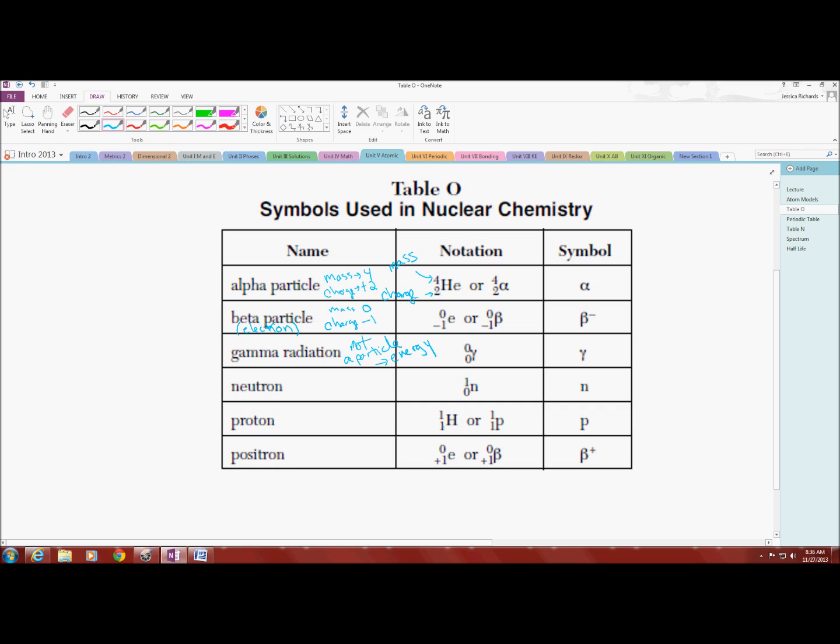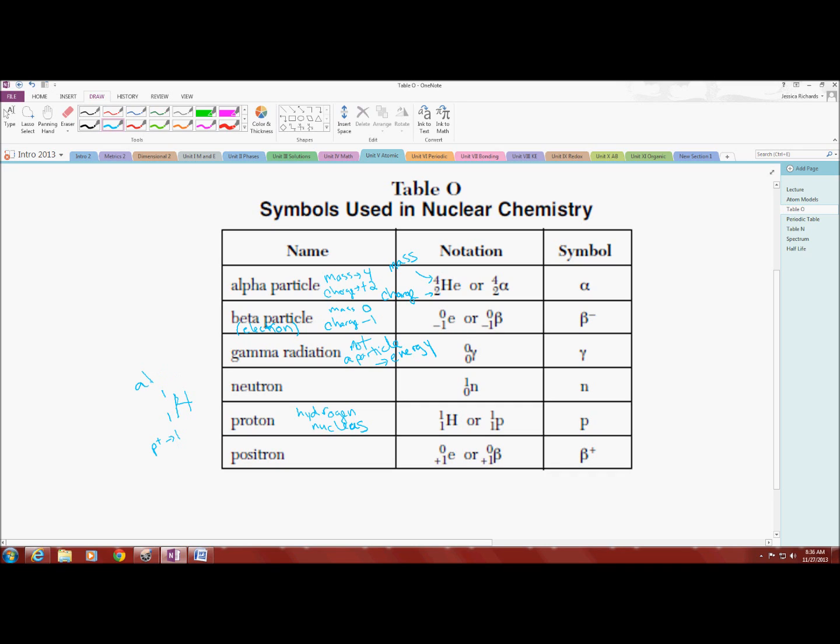One of the things you're going to notice about a proton is a hydrogen nucleus. So it has a mass of 1 and a charge of +1, and they use the symbol H to represent it because it's made of 1 proton. And a hydrogen atom has a mass of 1 and an atomic number of 1. So it has 1 proton.